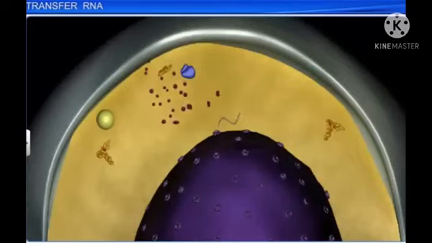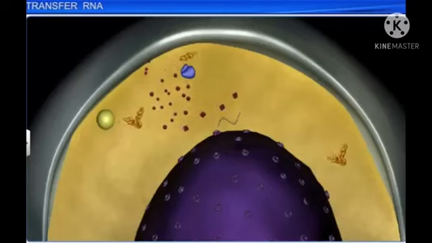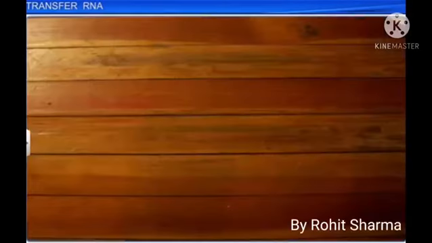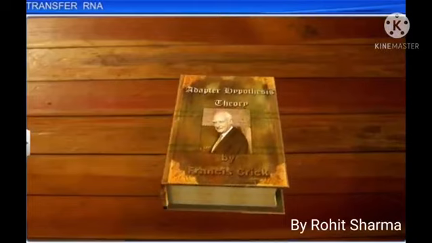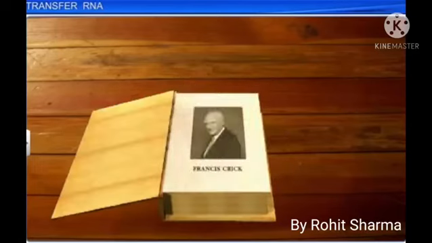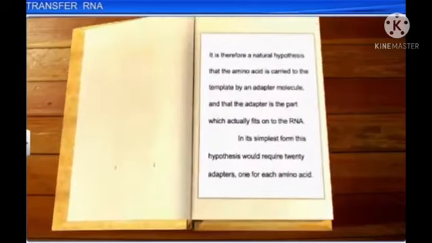Till the 1950s, scientists did not know enough about how proteins were carried to the mRNA. The breakthrough came in 1955 when Francis Crick, who had earlier revealed the DNA structure and its properties, postulated the adapter hypothesis theory, in which he stated that it is therefore a natural hypothesis that the amino acid is carried to the template by an adapter molecule, and that the adapter is the part which actually fits onto the RNA. In its simplest form, this hypothesis would require 20 adapters, one for each amino acid.